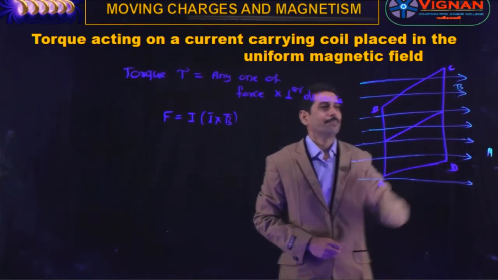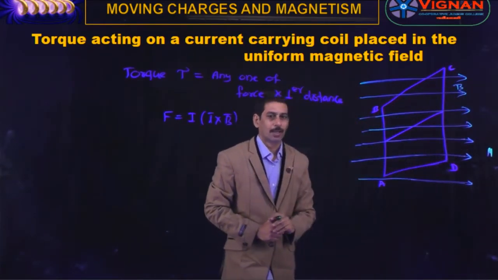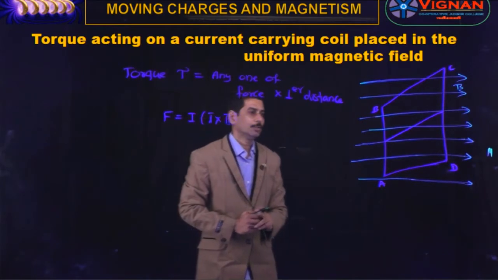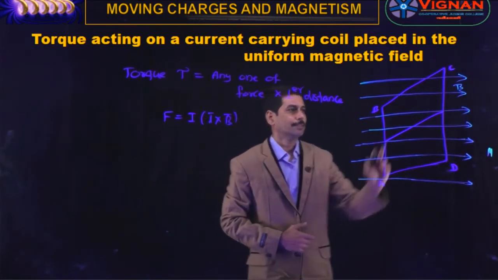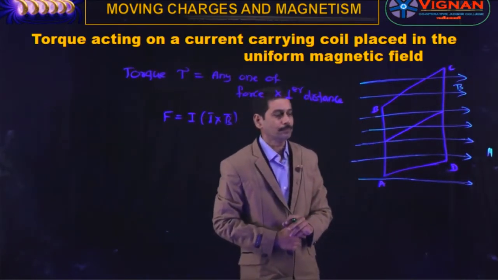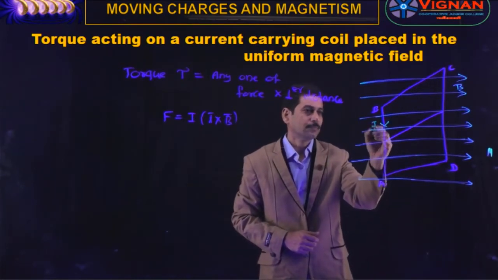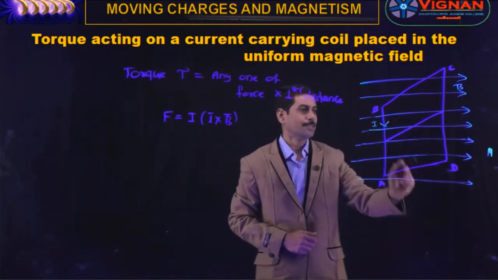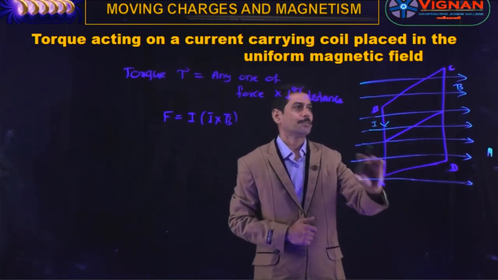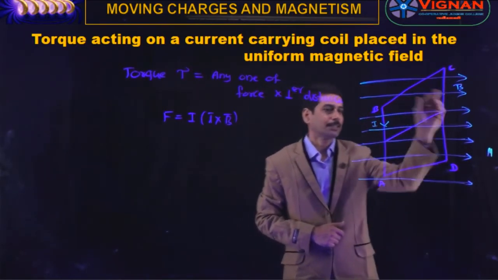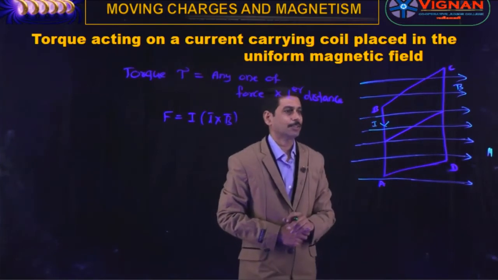So B bar is the magnetic induction. The rectangular coil is placed in the uniform magnetic field of induction B bar, and let I be the current passing through the coil. So we are considering a rectangular coil ABCD placed in the uniform magnetic field of induction B bar, and I is the current passing through the coil.